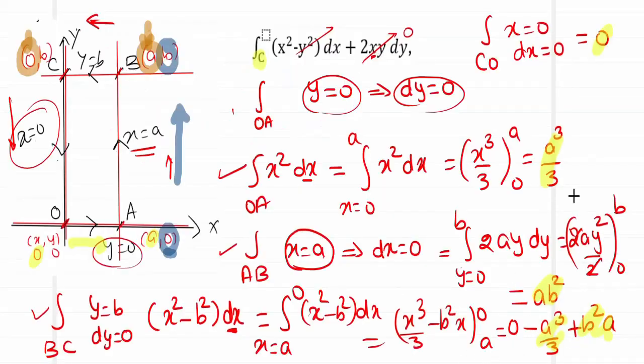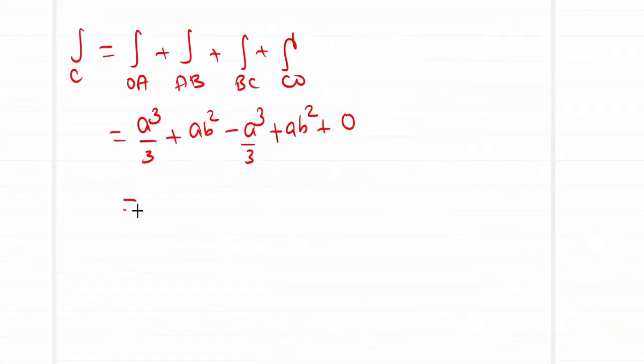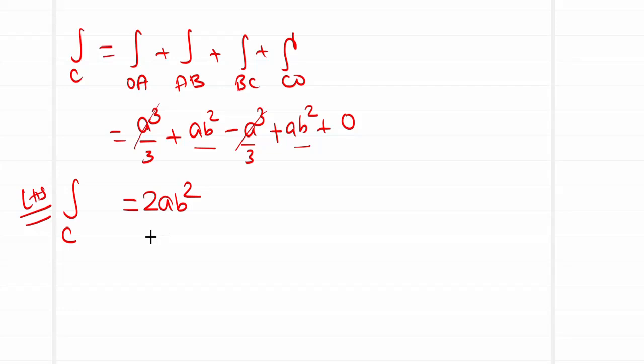So we have added all the four parts of my curve so that my closed curve C has been evaluated. So this answer, or my left hand side of my Green's theorem, lands up to a cube and a cube cancels off, ab square makes it as 2ab square. So my left hand side of my Green's theorem gives me the value as 2ab square.